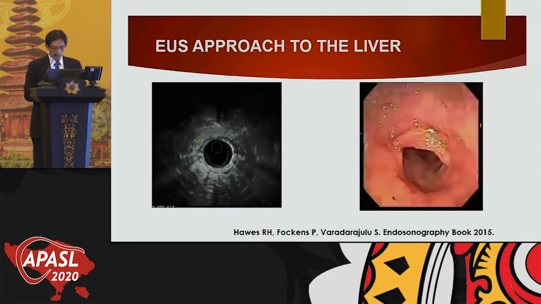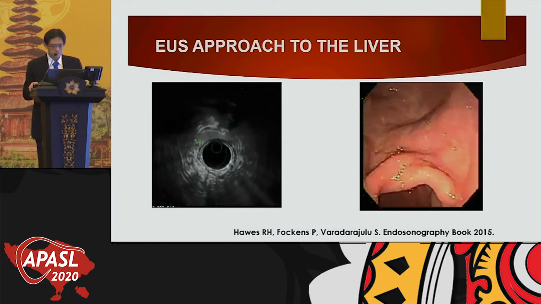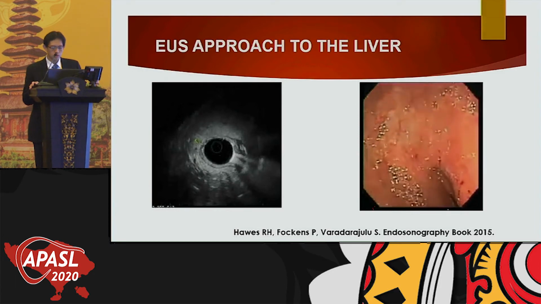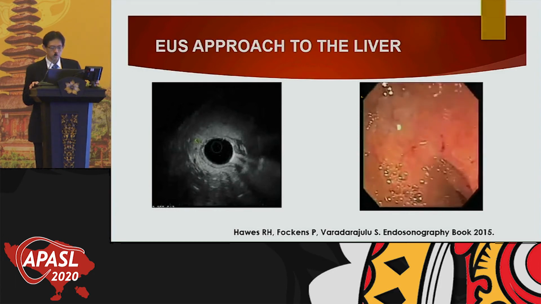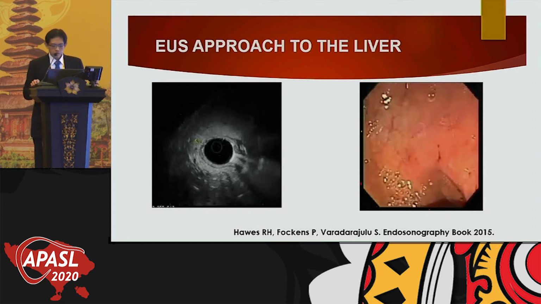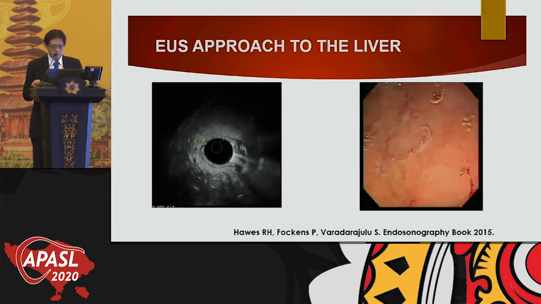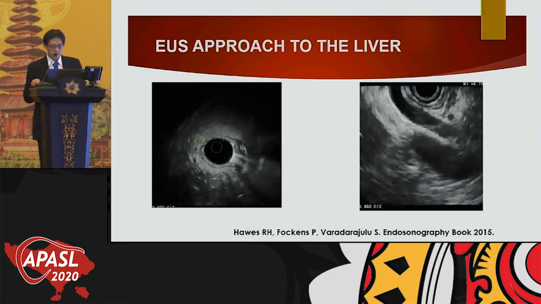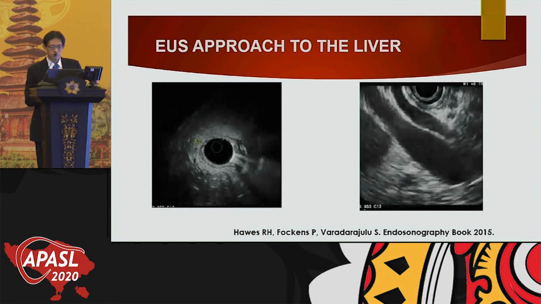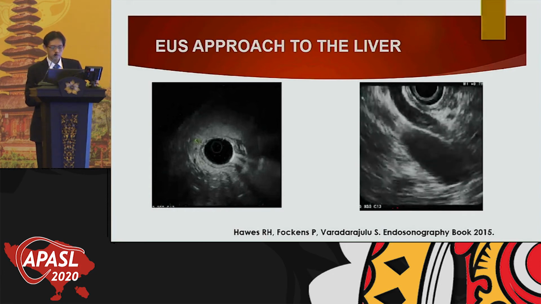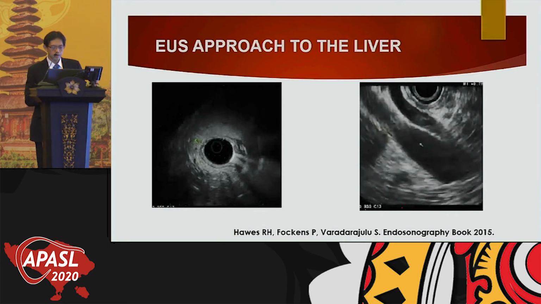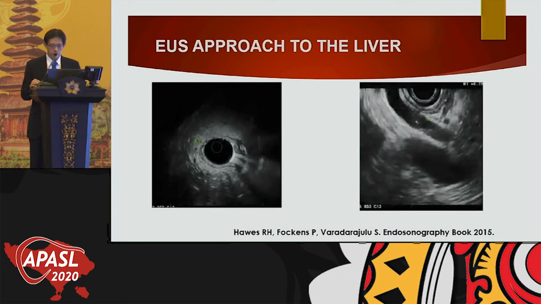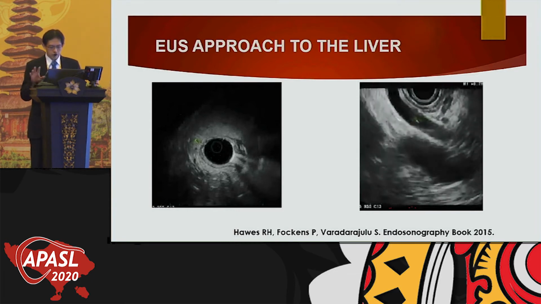With the innovation now, not only with the radial scope but also with the linear scope, we can enter the duodenal bulb, and with balloon inflation we can also see the liver. After we find the two important anatomical landmarks, the portal vein and the common bile duct, we follow them to the proximal side until the liver hilum, and then we can see the liver parenchyma clearly.